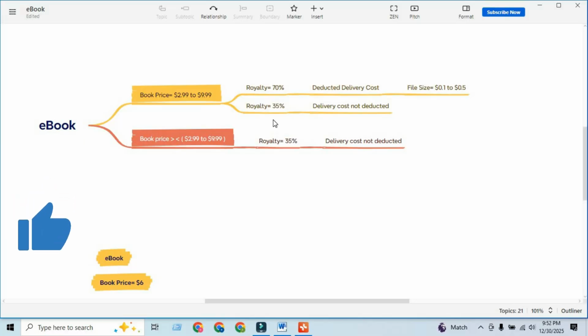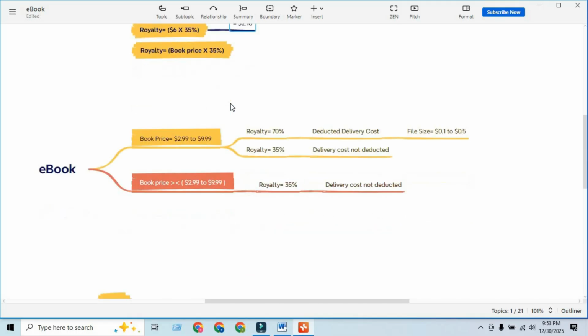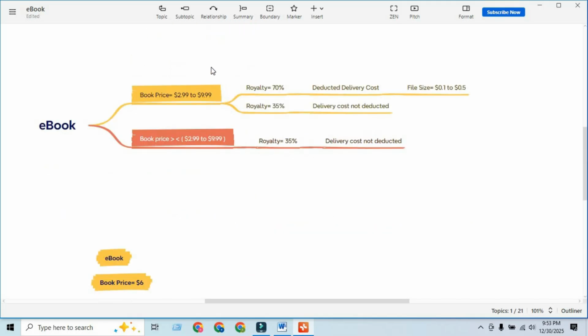But what if you select 35% royalty? If you select 35% royalty, then no delivery cost is deducted. So you will receive $6 times 35%. That is $2.10. Now let's do a quick recap.